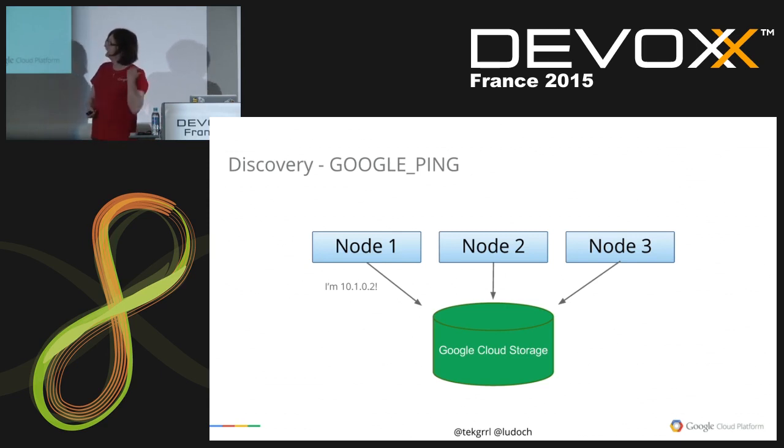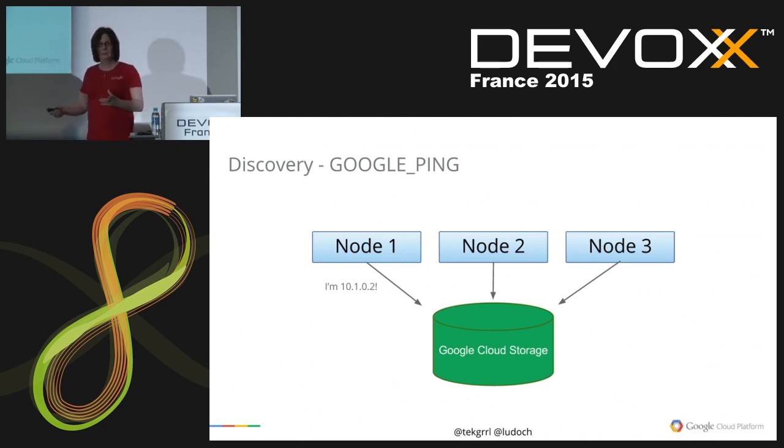So in this case, for S3 ping, you would write your configuration to an S3 bucket. Each node in the cluster would write its own configuration to the bucket, and it would read the rest of the configuration information for the other nodes. So that's effectively how we build a cluster.